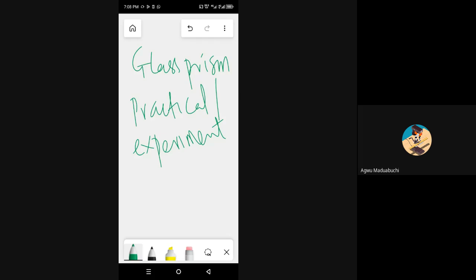So the second classification of waves, we have the longitudinal and the transverse waves. But before we go to longitudinal and transverse waves, the next is progressive and stationary waves. So what are progressive waves?